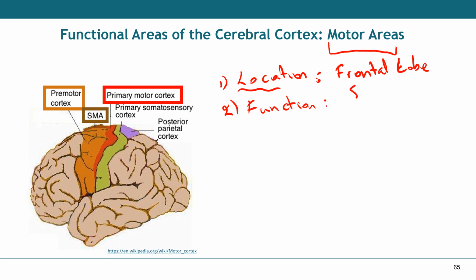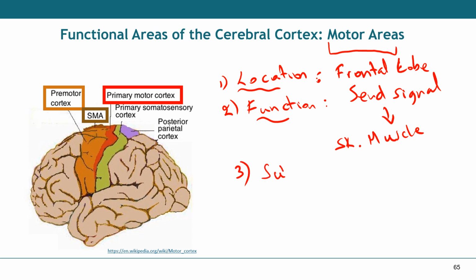They are sending signals, and where they're sending those signals, they are sending signals to the effectors that are the muscles, so the skeletal muscles. And so they will be in charge of creating this contraction and these voluntary movements. Okay, so I told you about the location, that is the frontal lobe, the function that is to send signals to the skeletal muscles, and now we're going to talk about the sub areas.